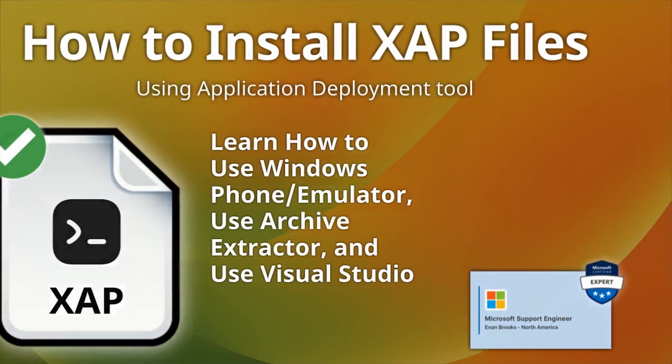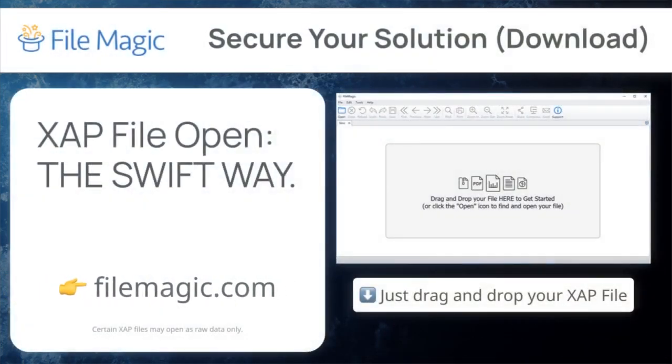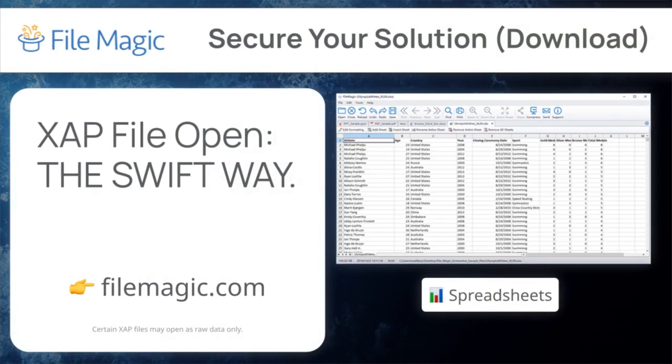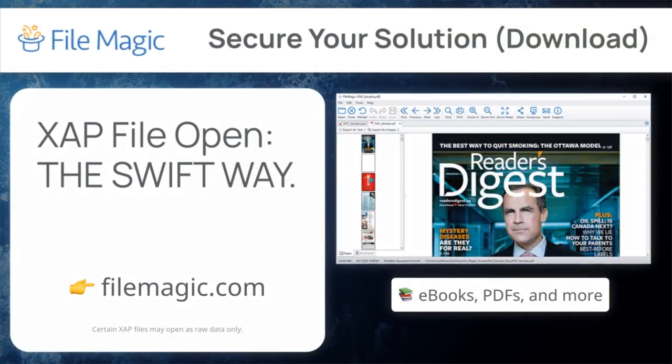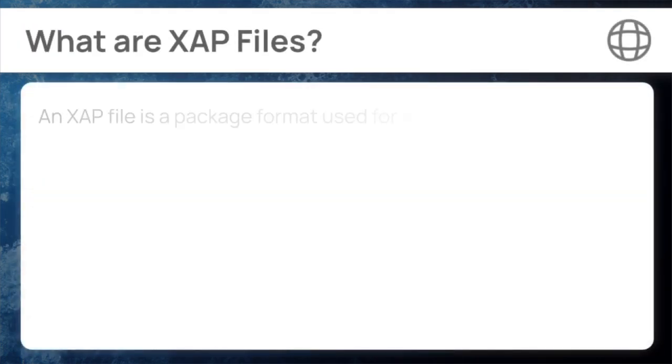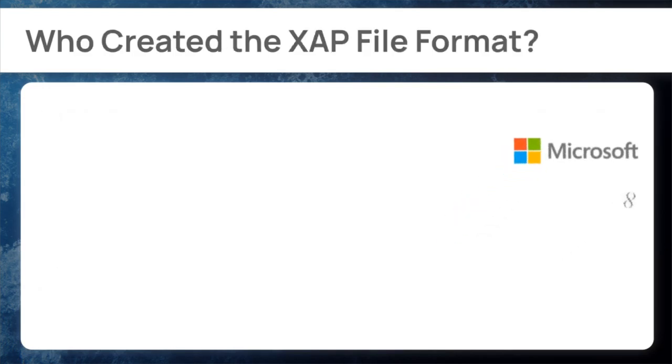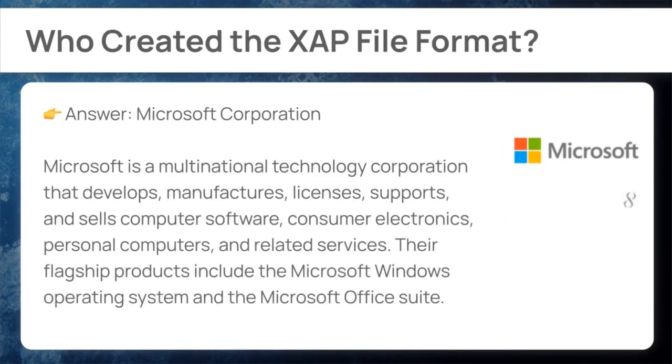Let's extract it. Quick check. Before proceeding, know that a universal viewer can often read the data within the XAP archive, even if it can't fully extract it. An XAP file is a package format used for distributing and installing applications on Windows Phone devices. It's essentially a zip archive containing the application's executable code, resources, images, audio, etc., and a manifest file that describes the application's metadata, such as its name, version, and required capabilities.